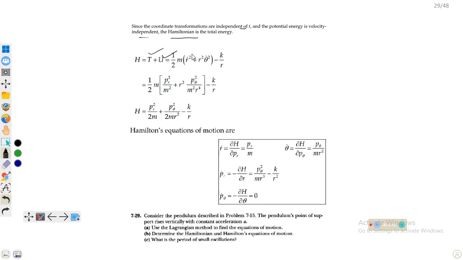We have found r dot and theta dot in the previous expressions. Just plug the values of r dot and theta dot in this expression and rearrange. It will be equal to P r squared over 2m plus P theta squared over 2 m r squared minus k over r.